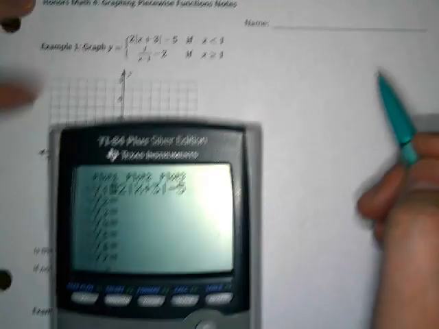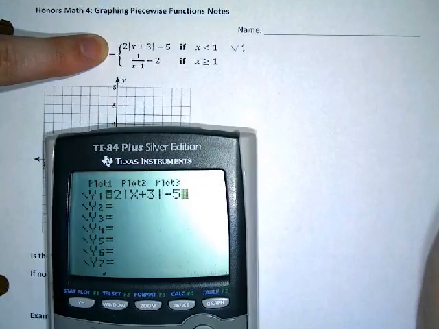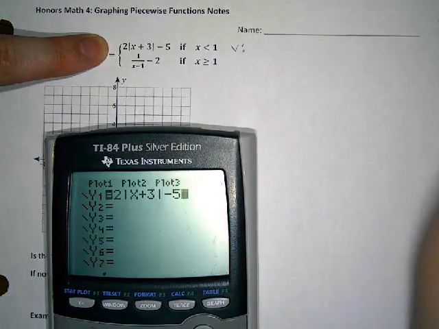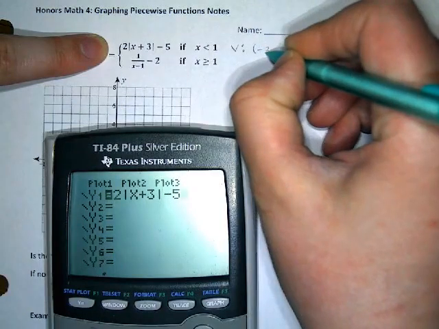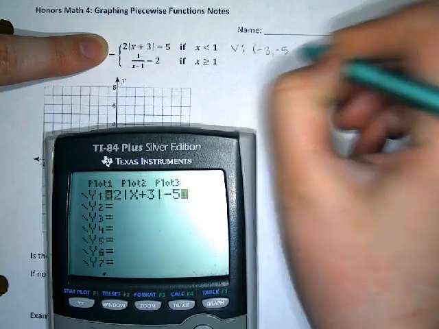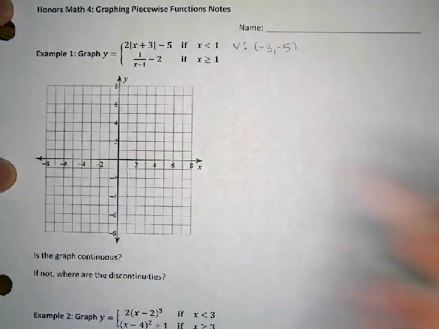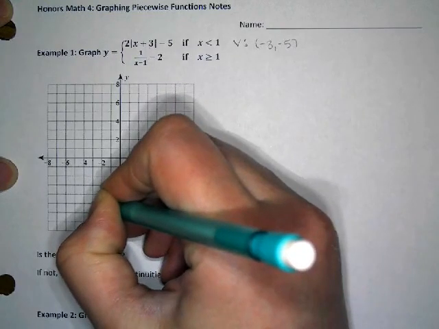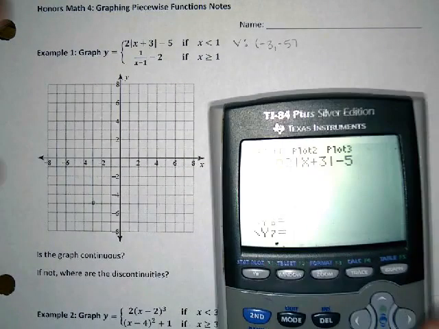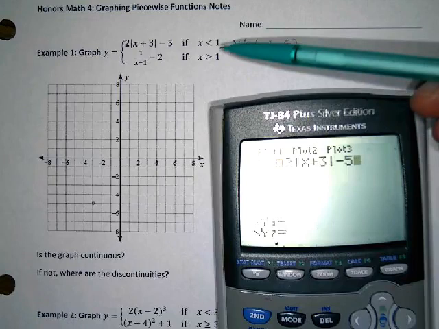All right. And this first one has a vertex of what? What's the vertex? -3, -5. So that point is going to be important just in making sure that I get the whole shape of the graph. So I know I'm going to plot -3, -5. And I'm going to be plotting this stuff kind of light, because what's going to happen is I'm going to graph the entire thing, and then I'm going to go back and I'm going to erase the portion of the graph that I don't need.